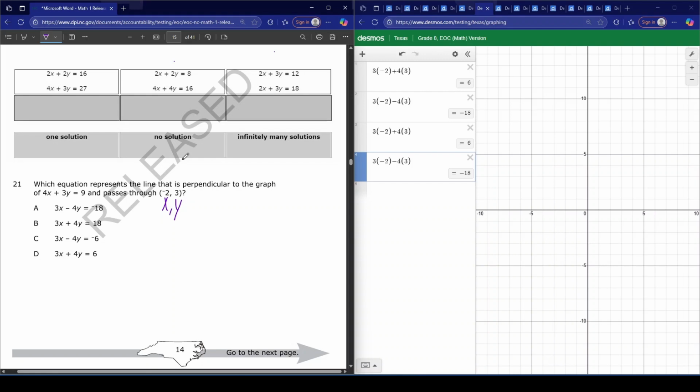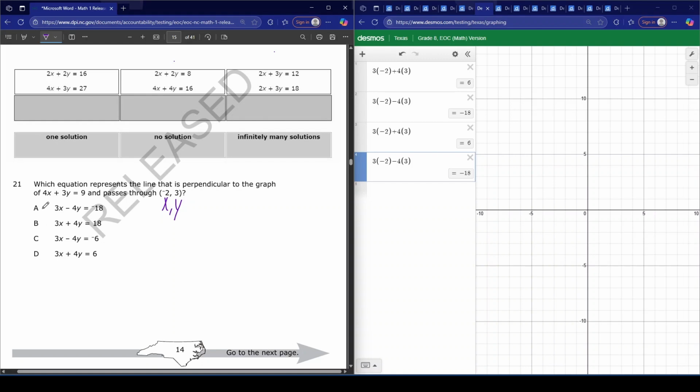Question 21. Which equation represents a line that is perpendicular to the graph of 4x plus 3y equals 9 and passes through negative 2, 3? On the left, you can see a wall on the right. I put these answer choices into Desmos. Instead of just putting x and y, I put in the coordinate points. So negative 2 is x, and I replaced x with negative 2 in these equations, and tested to see if they actually equaled out to the answer that they say they do.